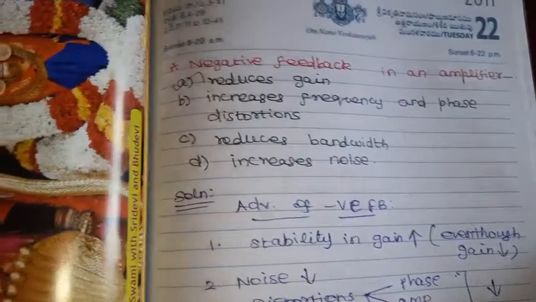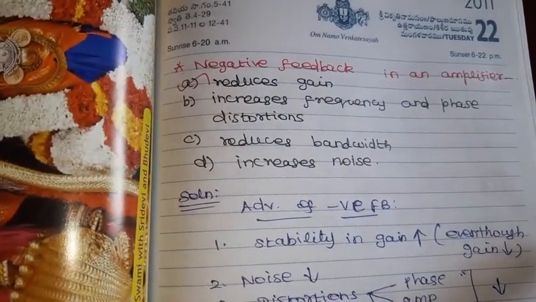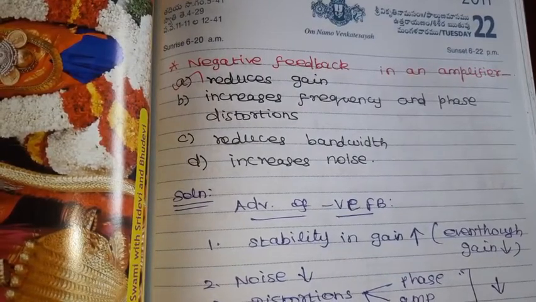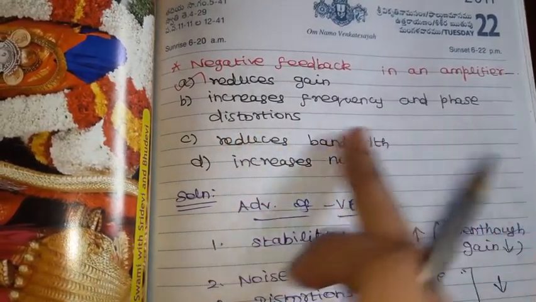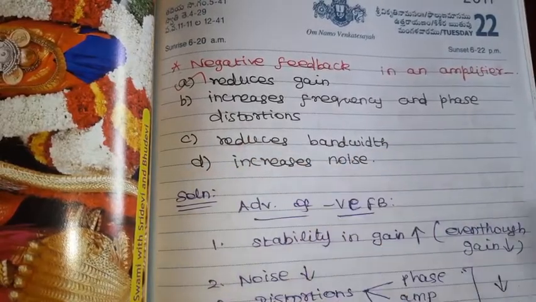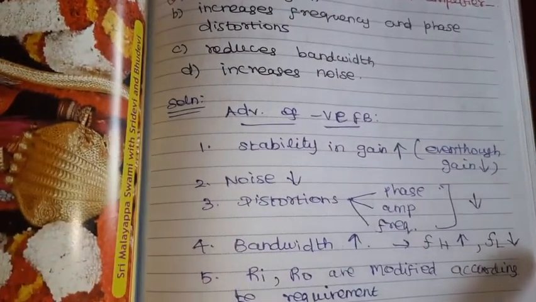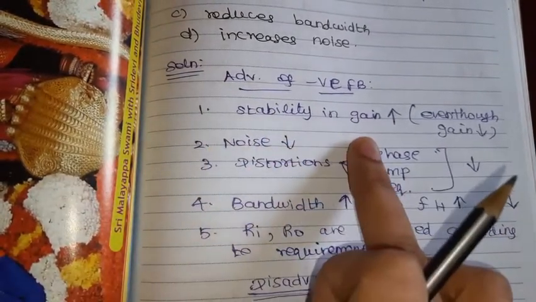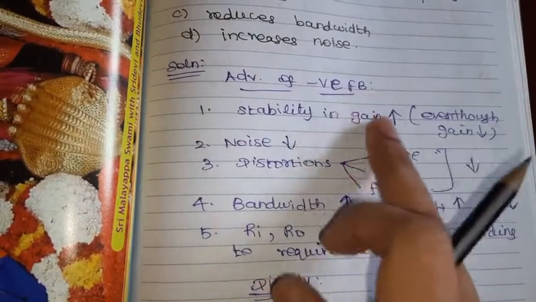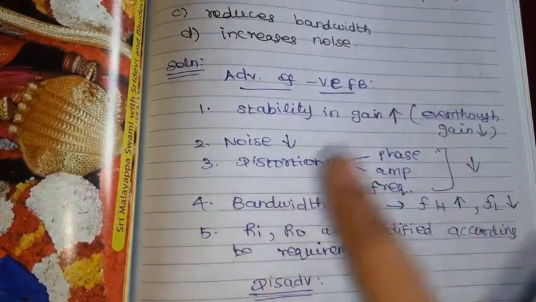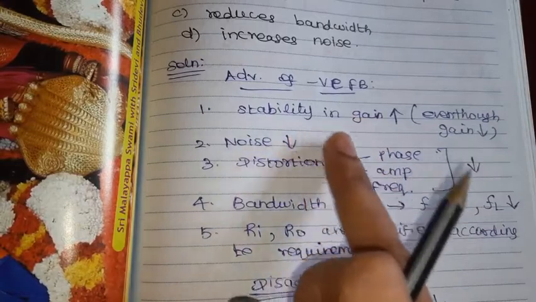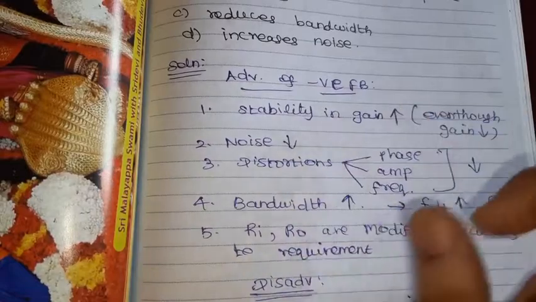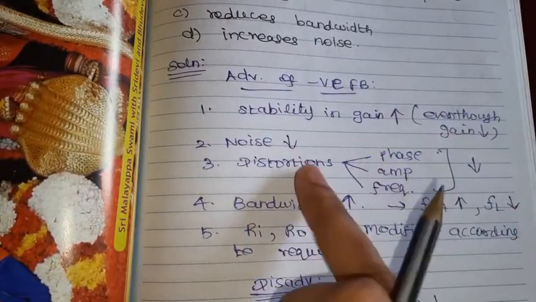Then, negative feedback in an amplifier. Four different options are given: reduces gain, increases frequency and phase distortion, reduces bandwidth, increases noise. So what is the advantage of negative feedback? Usually with negative feedback, the stability of gain is increased. Even though the gain is reduced in negative feedback, the stability of that gain is increased. Then noise is reduced, and distortion is also reduced.